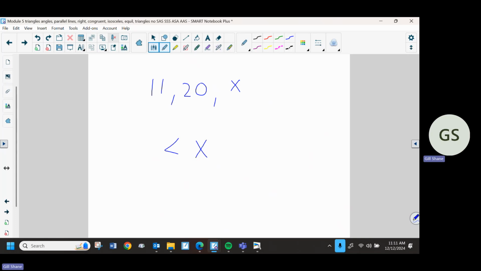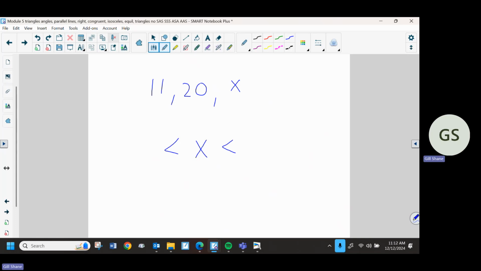Remember, now X is the longest. Before, we were saying X was one of the shortest sides and adding it to 11, and 20 was the longest. Now, at some point, X becomes the longest side. So you have to figure out what's the biggest value X can be and still work. So X is going to wind up having to be less than some number.